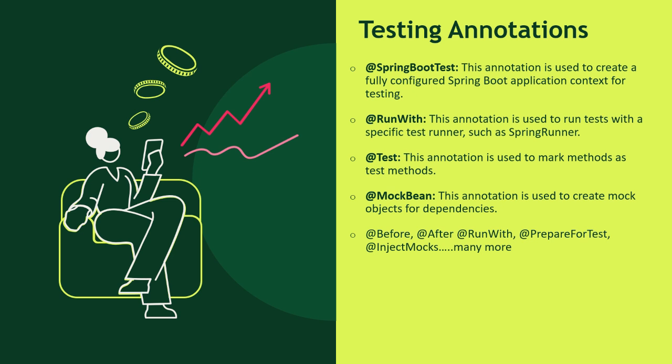This annotation is used to create the application context where you're trying to deal with a bean. So we need an application context. This is @RunWith. It is used to run a specific test runner, such as the Spring runner. What is this @Test? This marks your method as one that has to be tested. This is @MockBean. It is used to create a mock bean object for a certain dependency. So if you have to inject some dependency, we can make use of this @MockBean.